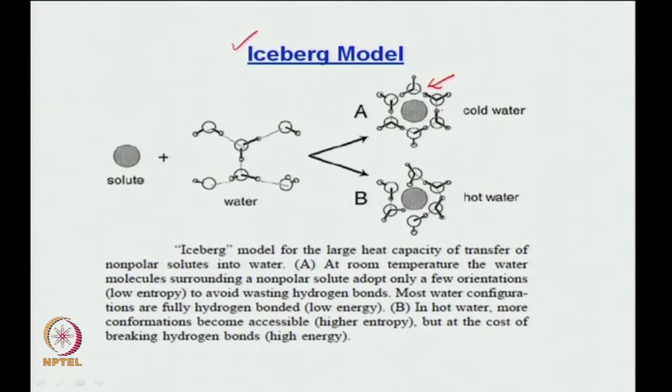Now, why is it called the Iceberg model? It is called the Iceberg model because you remember in ice what happens? It is an anomalous expansion of water.